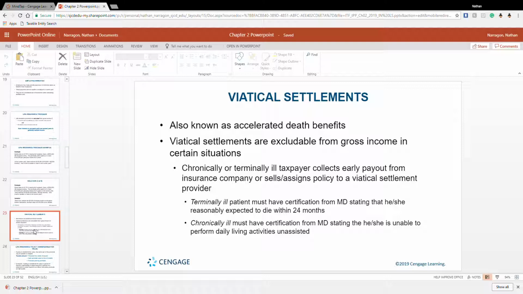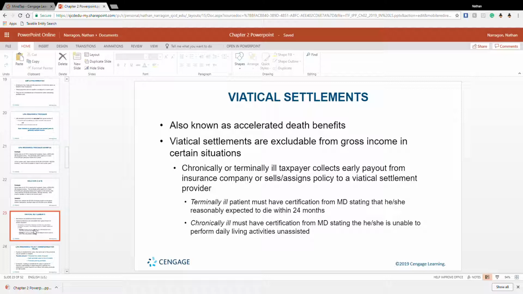So, in these certain situations, chronic or terminally ill taxpayers collect early payouts from their insurance company or basically sell or assign policies to a viatical settlement provider. Terminally ill patients must have a certification, so they have to prove that they're terminally ill from a medical doctor, stating that he or she is reasonably expected to die within 24 months. This is how we can make it excludable. We have to have certification proof because the IRS demands it.